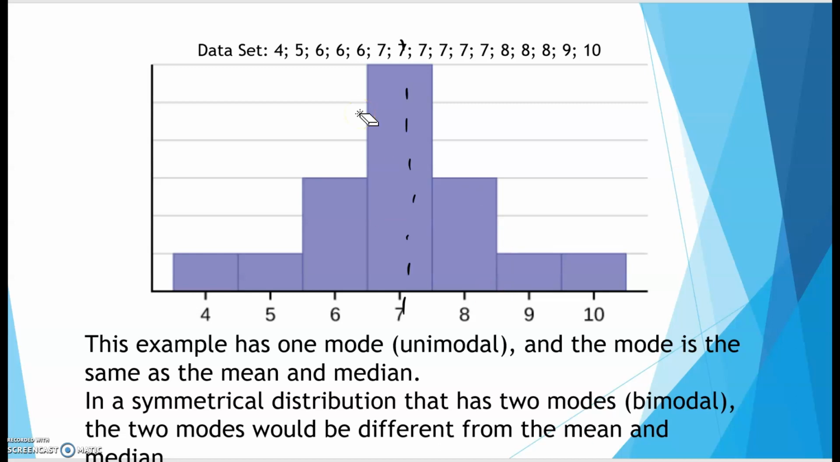Now say that this bar right here went up to about there. Well, if you compare this one to this one, they're pretty close to each other. And if I cut this in half, it's pretty much a mirror image of each other. It's still symmetrical, it's just not perfectly symmetrical. So in this, I can say that the mean and the median will be the exact same number because this is a perfectly symmetrical distribution.